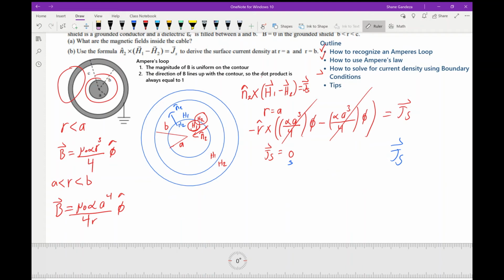Okay, now, great. I have solved for the current density for the radius equal to a. Now, I'm going to put that to the side, and that's going to be for part B.